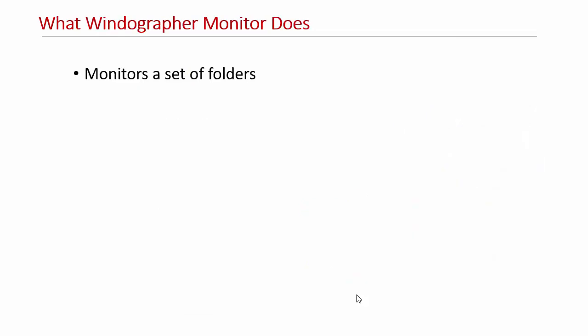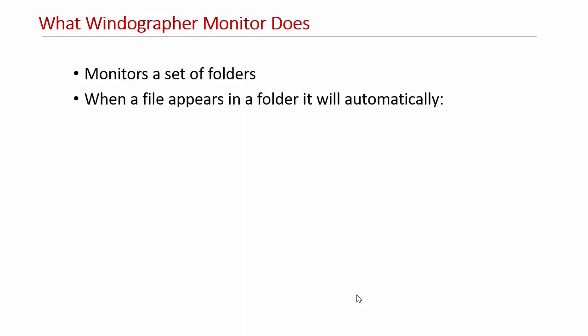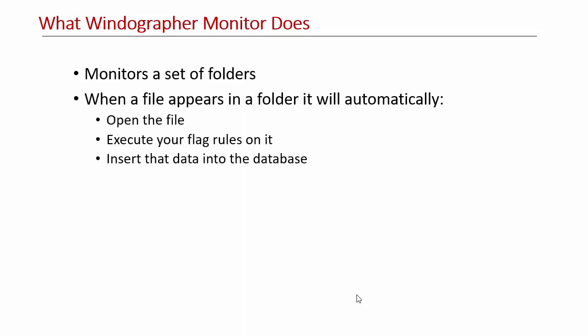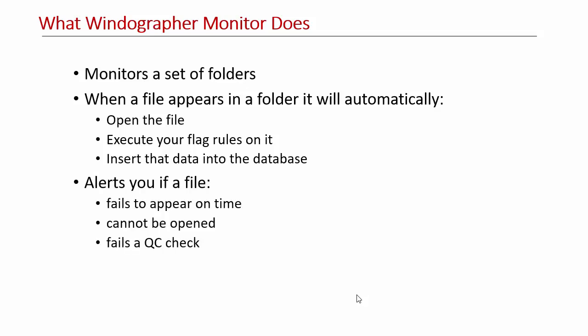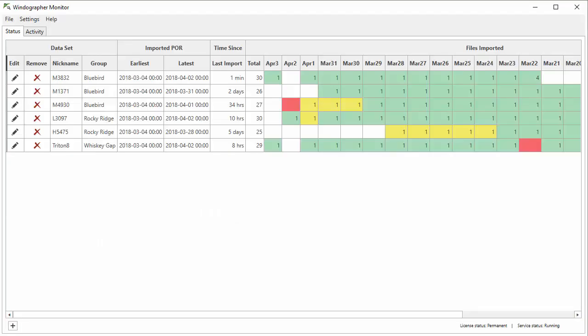Here's what it does. It monitors a set of folders. That means it watches for raw wind resource data files. And if a file appears in one of those folders, it will automatically open it, execute your flag rules on it, and then insert that data into the database in the appropriate place. It can alert you if a file fails to arrive on time or cannot be opened or fails one of your quality control checks.